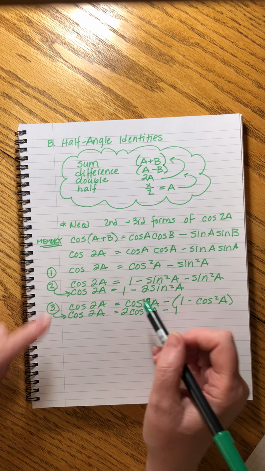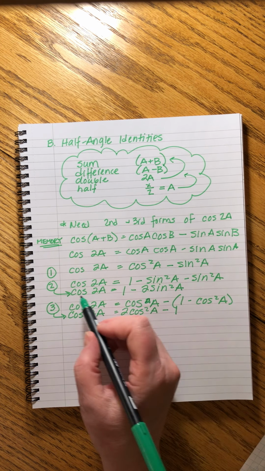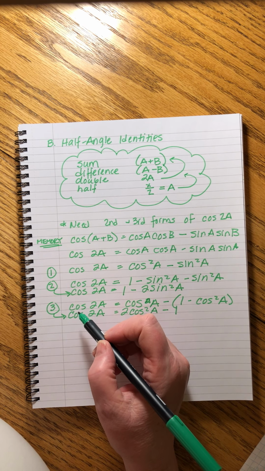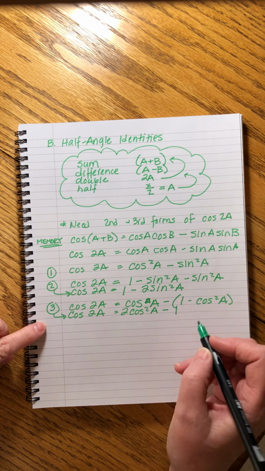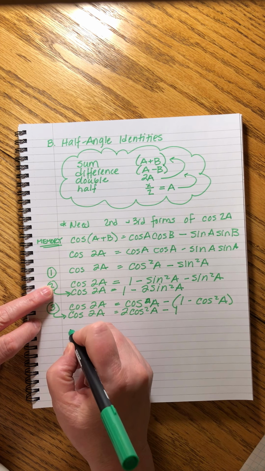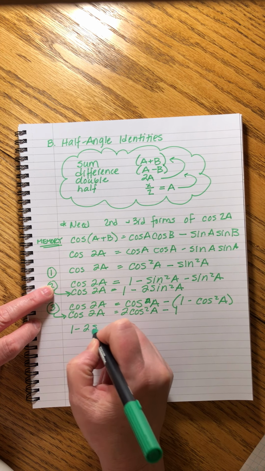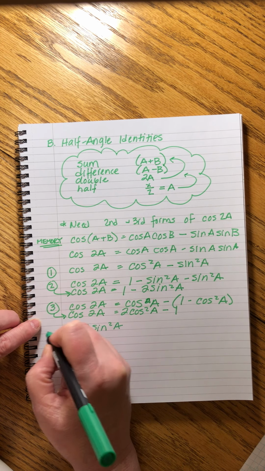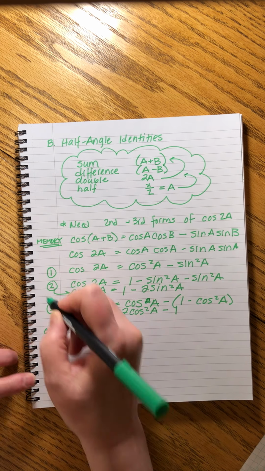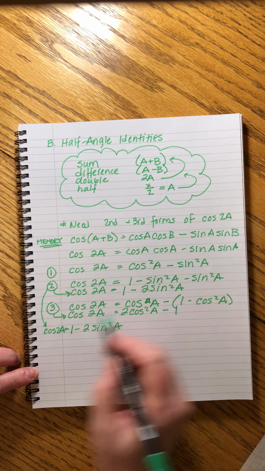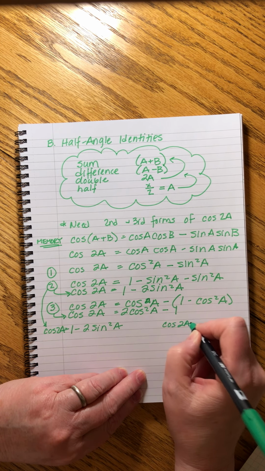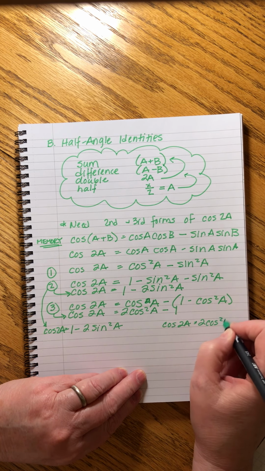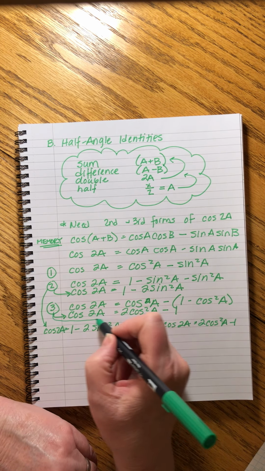Okay, so now what we want to do is take the second form and the third form, and let me write them here. So I'm rewriting these now. 1 minus 2 sine squared A is the cosine of 2A. Right, so that's number 2. I've rewritten that down here. And then here's number 3. Cosine of 2A equals 2 cosine squared A minus 1. Okay, that's the third one.